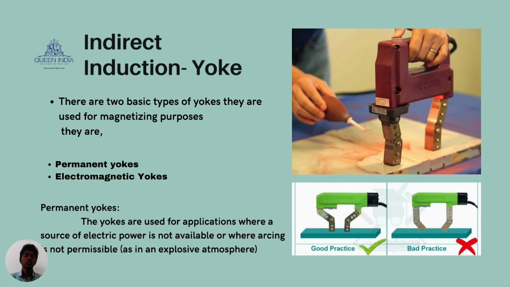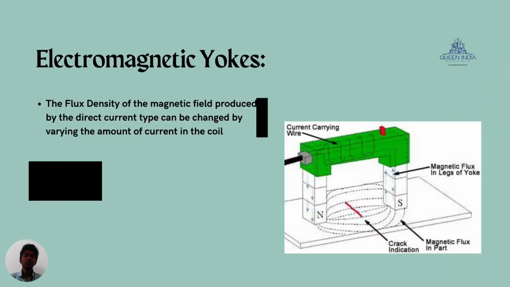Indirect induction yoke. There are two basic types of yokes used for magnetizing purposes: permanent yoke and electromagnetic yoke. What are permanent yokes? Yokes are used for applications where a source of electric power is not available or where arcing is not permissible, as in an explosive atmosphere.